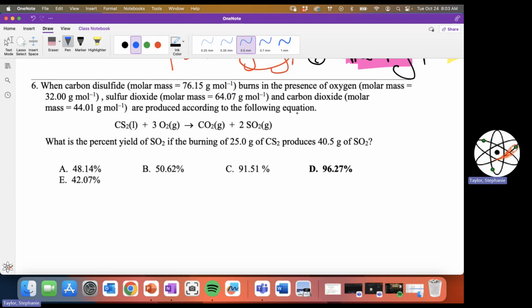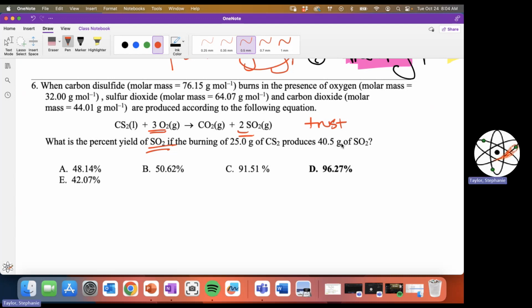mass, sulfur dioxide and carbon dioxide are produced according to the following equation. Again, I actually have coefficients here, so I'm going to trust the coefficients. What is the percent yield of SO2 if the burning of 25 grams of, what was that, copper disulfide produces 40.5 grams of sulfur dioxide?